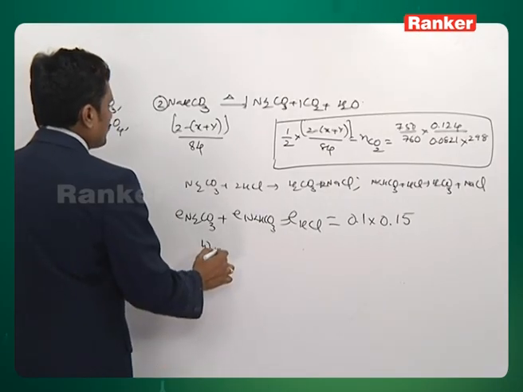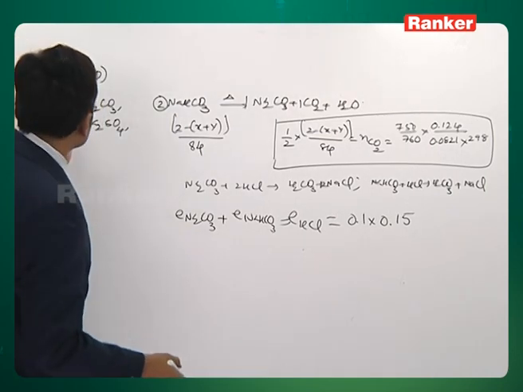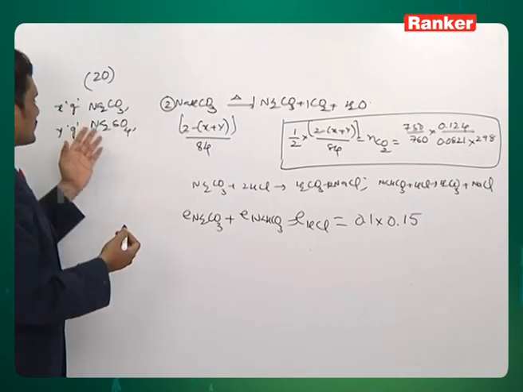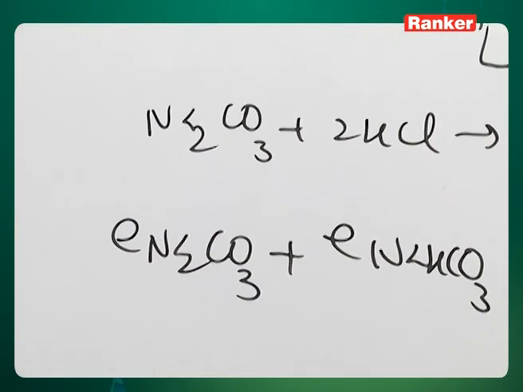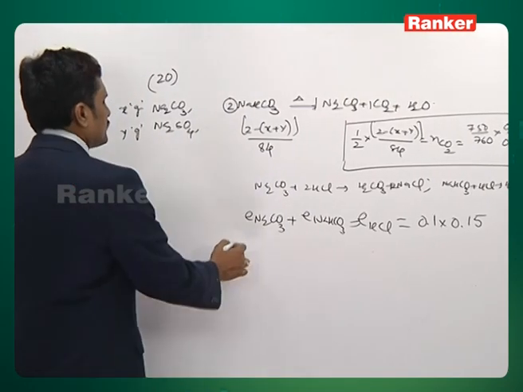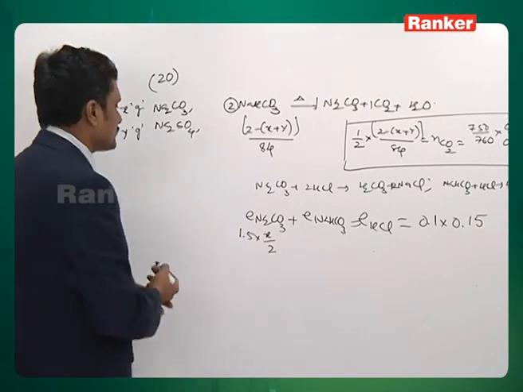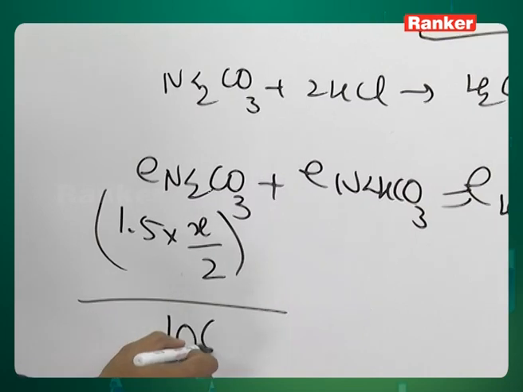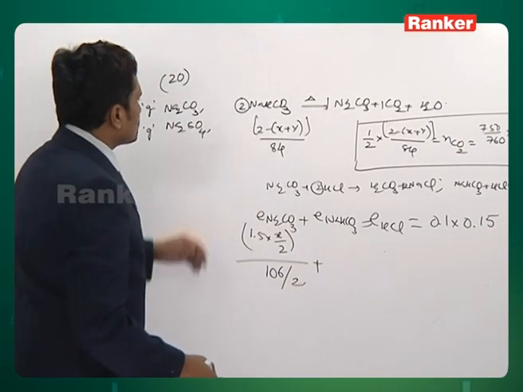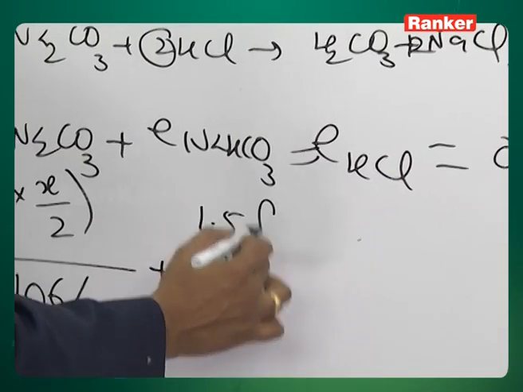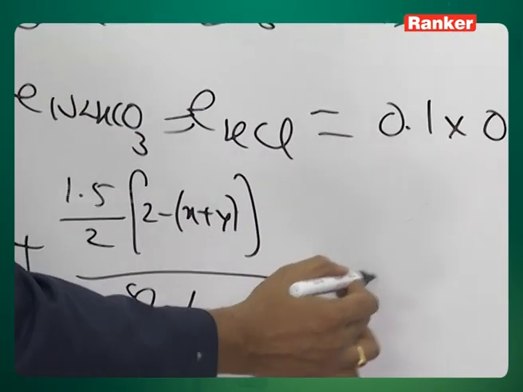So I am writing this as the weight of Na2CO3. This Na2CO3 weight you have taken as x gram per 2. For 2 grams of the sample, you have taken x grams of Na2CO3. Here 1.5 gram of the sample was taken, so if it is x for 2 gram, for 1.5 it will be 1.5 into x divided by 2. This is the weight of Na2CO3 present in 1.5 grams, divided by the equivalent weight of Na2CO3, that is molecular weight divided by n factor, which is 2 because complete neutralization is taking place, plus the weight of sodium bicarbonate. You can see here that it is 1.5 by 2 times (2 minus x plus y), divided by 84 by 1 because it takes only one HCl, is equal to 0.015.